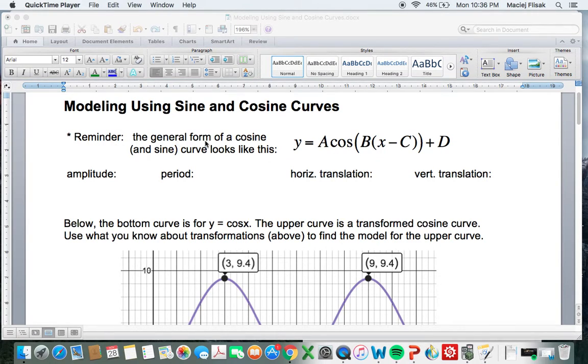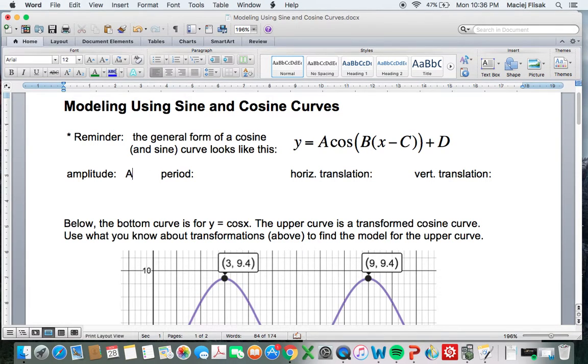Reminder, the general form of a cosine or a sine curve looks like this. So that's what you learned the other day when you did transformations. The letters here are important, A, B, C, and D. Each of them represents some kind of transformation. So first of all, one of the most important things about these curves is the amplitude. And if you remember, the number in front always tells us the amplitude or the height of the wave. So the amplitude can be represented with A, all right?